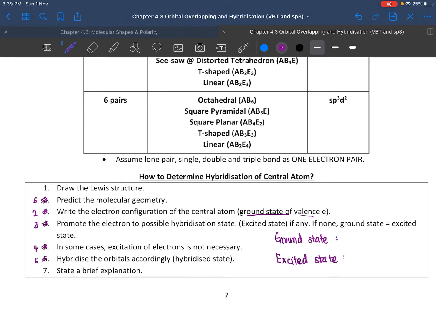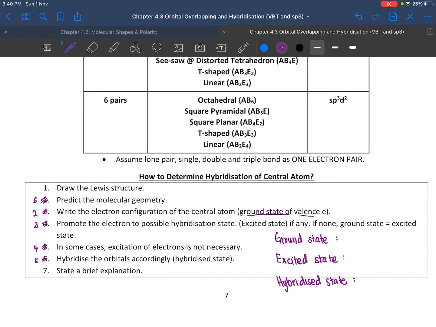Okay, tapi possible juga in some cases whereby excitation of electron is not necessary. Ada kalanya tak perlu. So, macam mana nak tahu perlu tak perlu? Later on, kita akan tengok. Okay, so once dah ada excited state, so settle dekat situ. Next step is we need to figure out the hybridized state of the central atom. Okay, so hybridized state for this central atom.